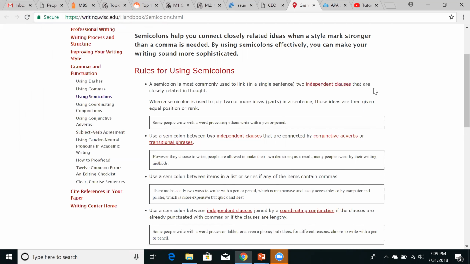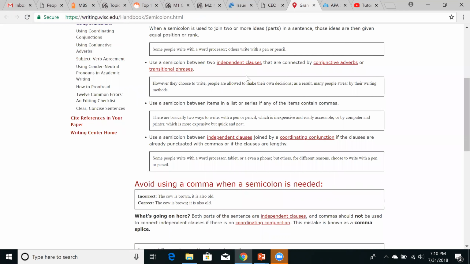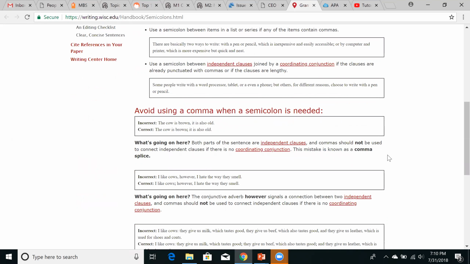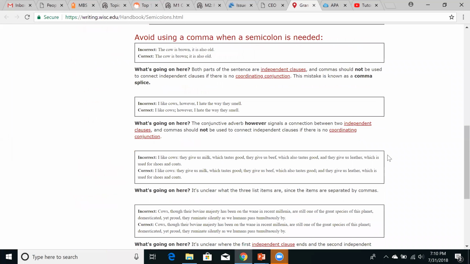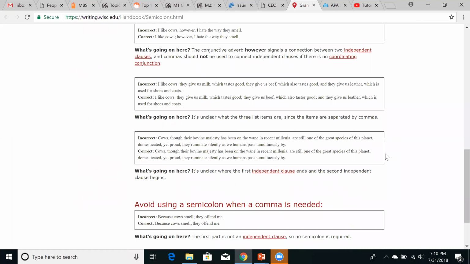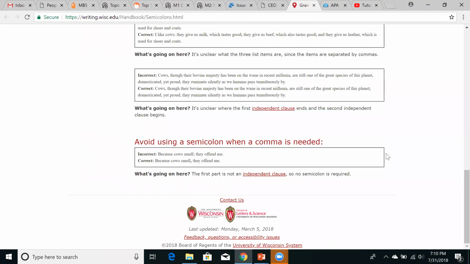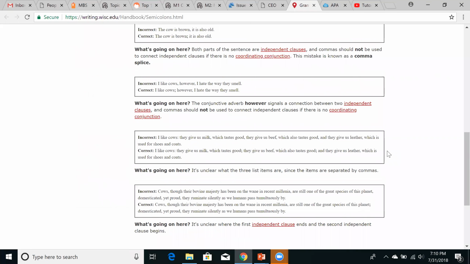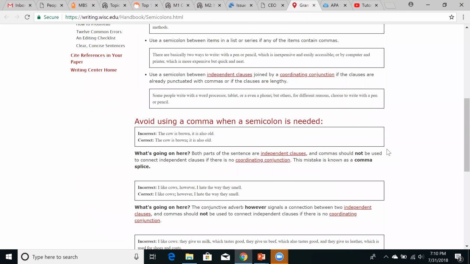So here's a little rundown of the website: what it is, how to use it, and how to avoid using a comma when a semicolon is needed, which I did a lot, and that led to other grammar problems. When you use semicolons correctly, you can really link a lot of information together, and it makes your writing look more sophisticated.